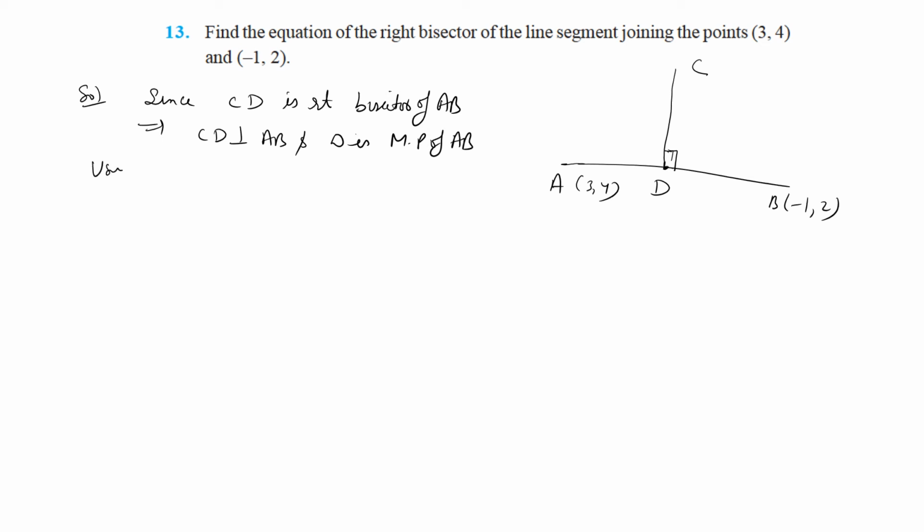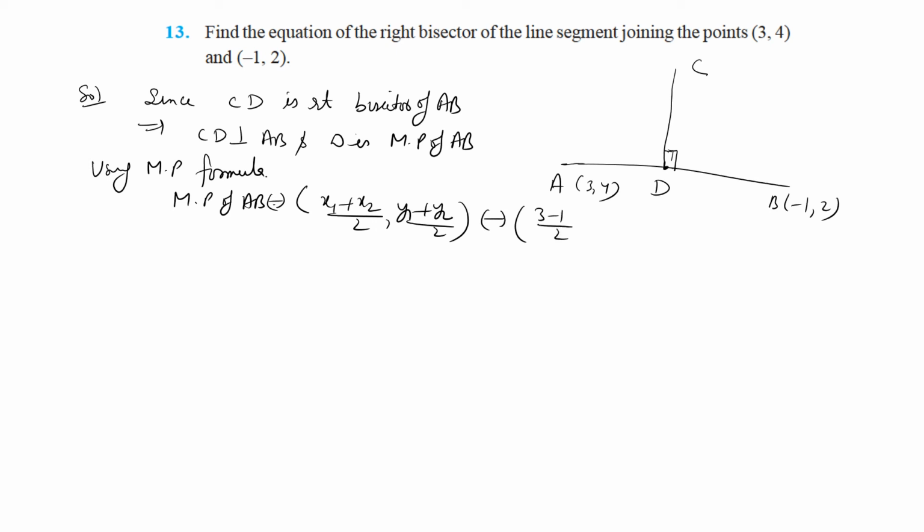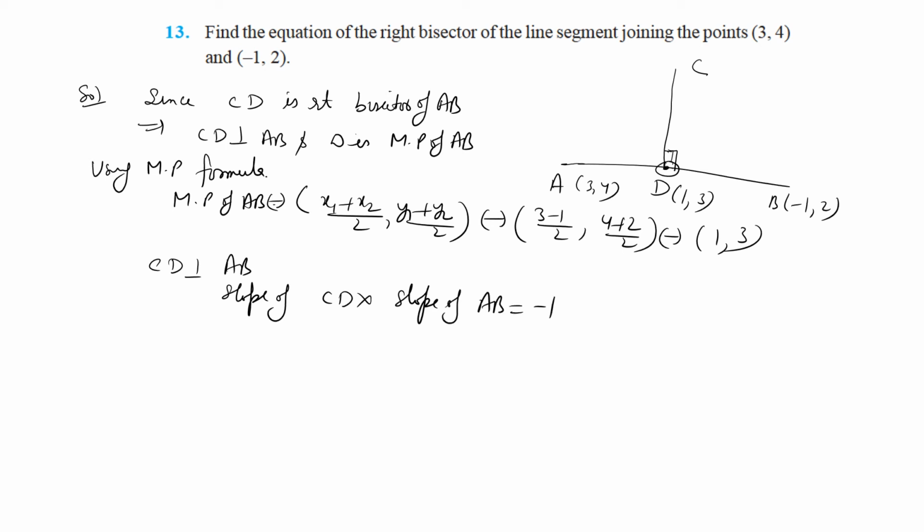So using the midpoint formula, the midpoint of AB is x1 plus x2 upon 2, y1 plus y2 upon 2, that is 3 minus 1 upon 2, 4 plus 2 upon 2. This is 1, this is 3, right? So the point is 1, 3. Now I got one point, so if I get the slope of CD, I can use the point slope form to find the equation. Now since CD is perpendicular to AB, slope of CD into slope of AB is equal to minus 1. So slope of AB is y2 minus y1 upon x2 minus x1, so this is minus 2 upon minus 4. So this is 1 by 2, right? Slope of AB.